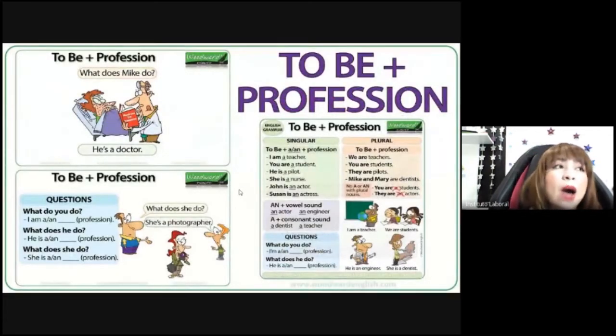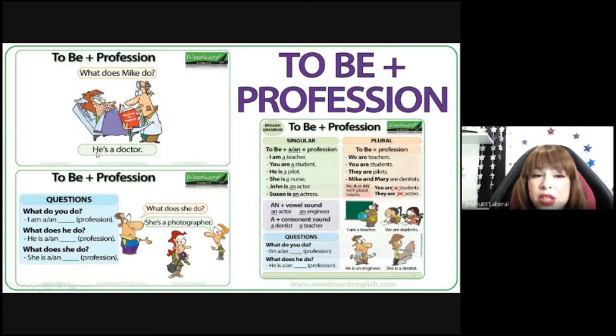Now how can you make sentences with professions? In this case, we have to work with the special verb to be. You have the subject, the verb to be, plus the profession. For example, the question in English: what does Mike do? Look, Mike has a book of medicine in his hand. Mike wears a coat. Mike looks like a doctor. What does Mike do? He is a doctor. He's a doctor.